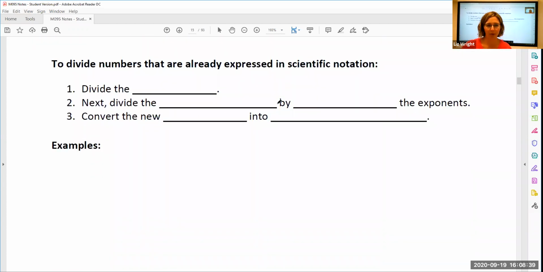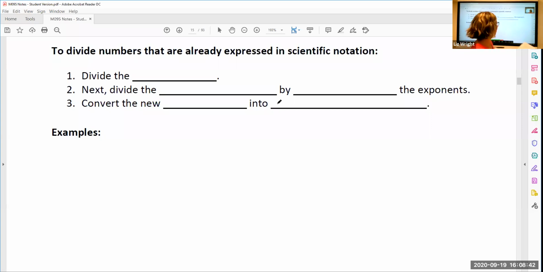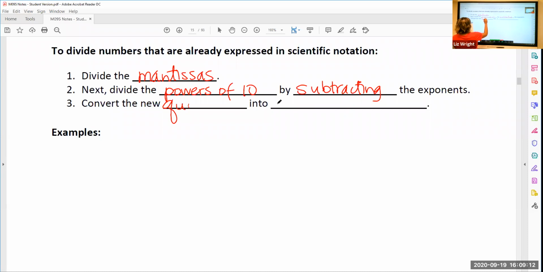So now we're going to do the next part of this. And to divide numbers that are already expressed in scientific notation, guess what? We're going to divide the mantissas just like you multiplied them. Divide the mantissas. Next, you're going to divide the powers of 10 by subtracting the exponents. Then we're going to convert the new quotient. Again, remember quotient, that's just the answer to a division problem, into scientific notation.